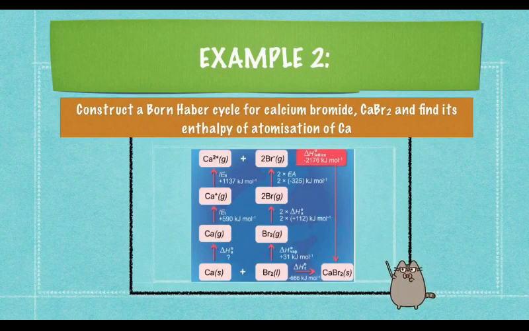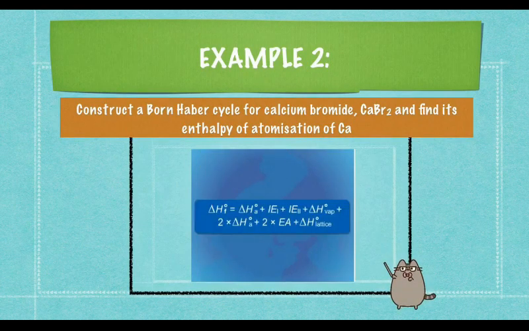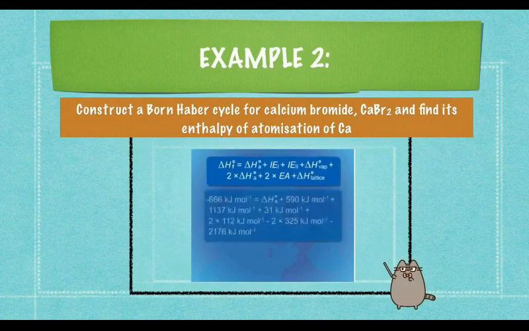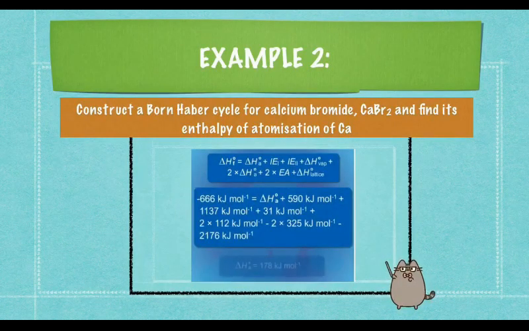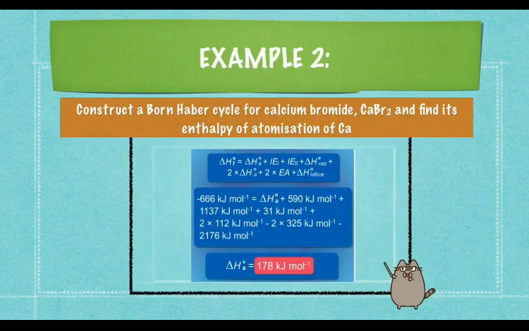Lattice energy is released. Because we know all the enthalpy changes except for the enthalpy of the atomization of calcium metal, we can calculate it in the following manner. The standard enthalpy of atomization for calcium is 178 kilojoules per mole.